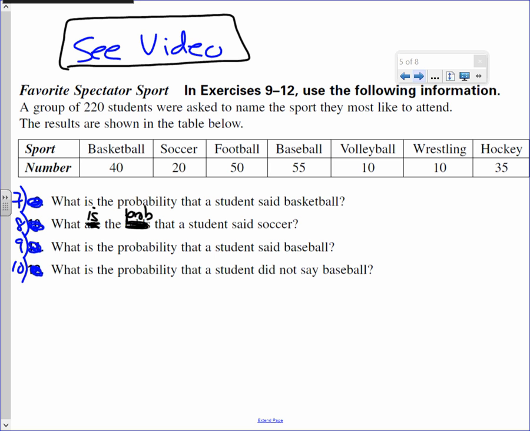So number 8, we're not doing odds. So cross out the word, or just write, what is the probability that a student said soccer? Going to copy that down.